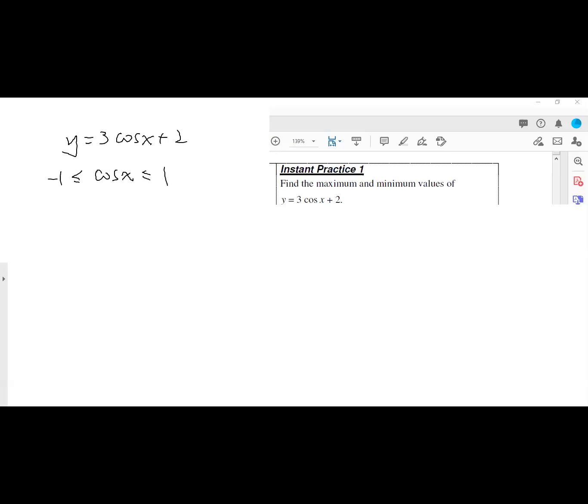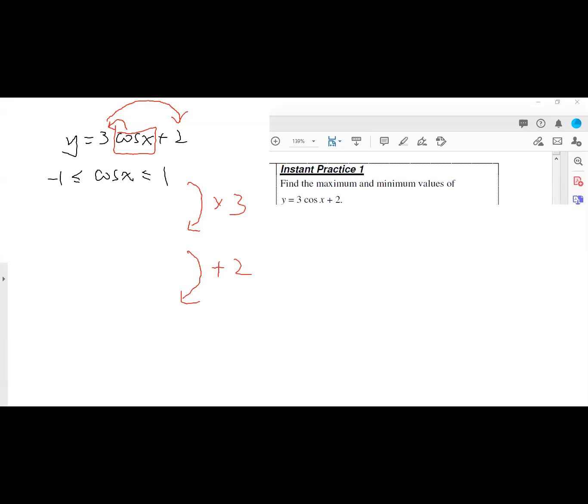Okay? And then we analyze the function y. How can we build the function y from the cosine x? So the original cosine x is here. Okay? So which one is closest to the cosine x? Should be multiplied by 3 first. Okay? And then the next step will be +2. So we know the first step will be multiplied by 3, and then the second step will be +2. That is our plan here.